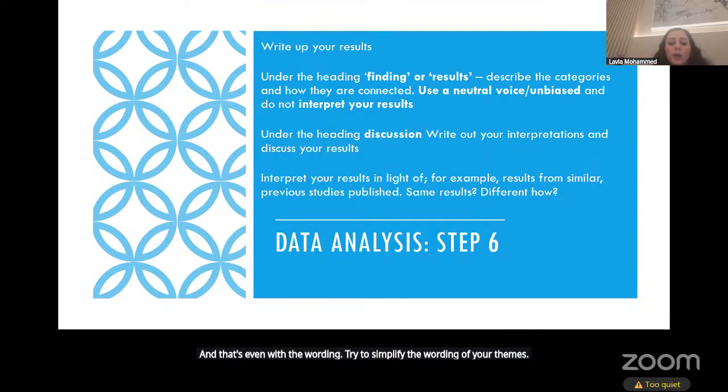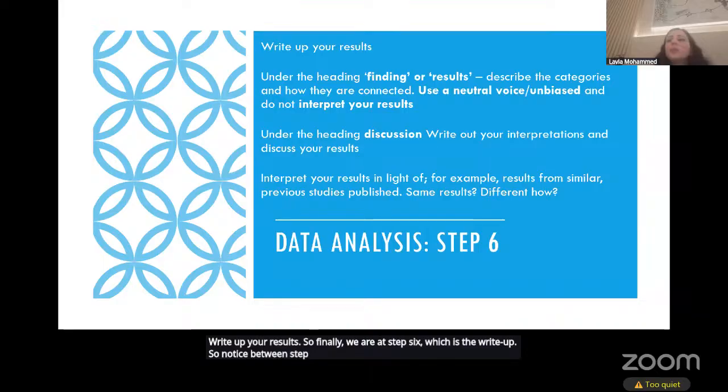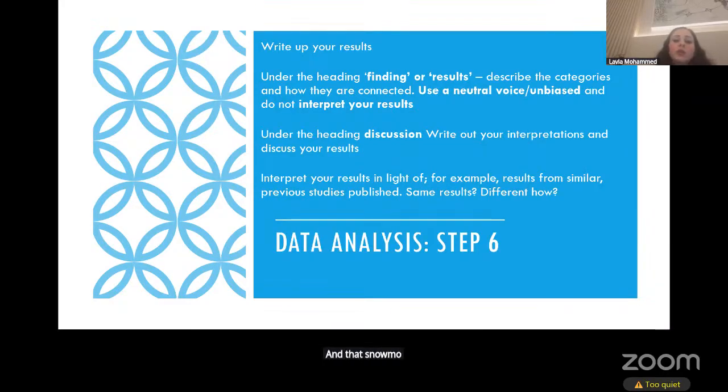Write up your results. So finally, we are at step 6, which is the write-up. Notice that between step 1 and step 6, it's a very iterative process. You're kind of going back and forth, all right? And that's normal. It's very time consuming for qualitative data. But here you are now, writing up your results.